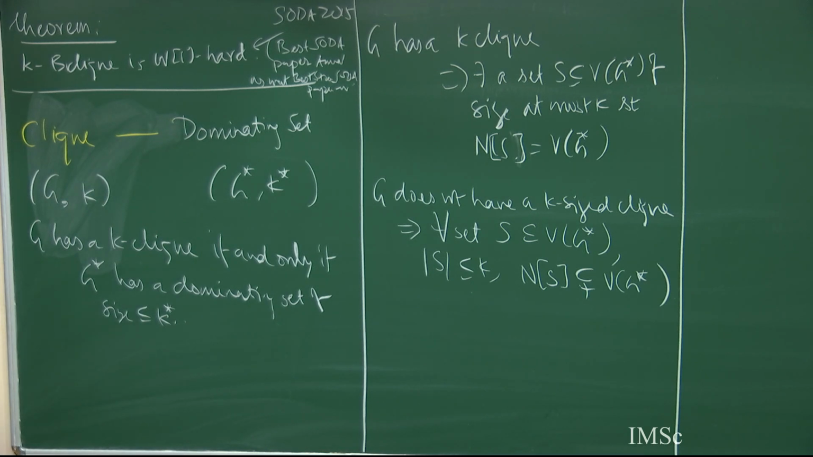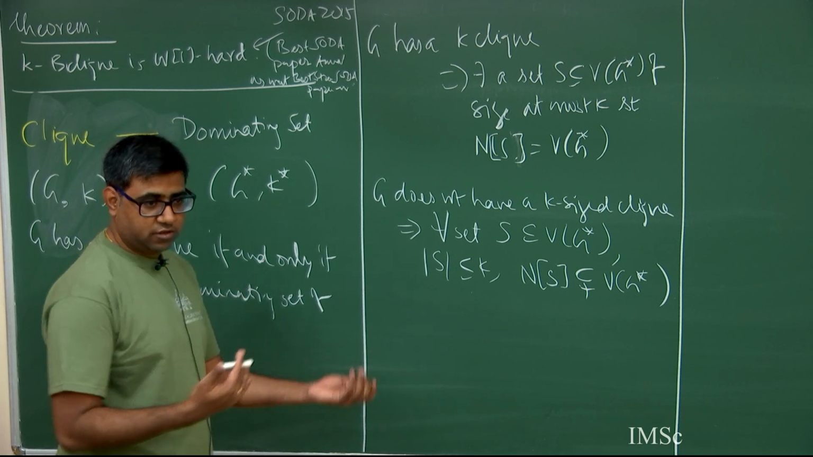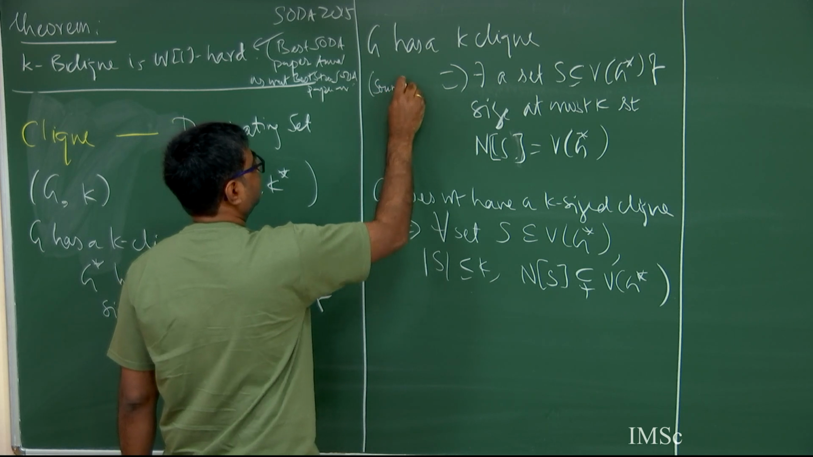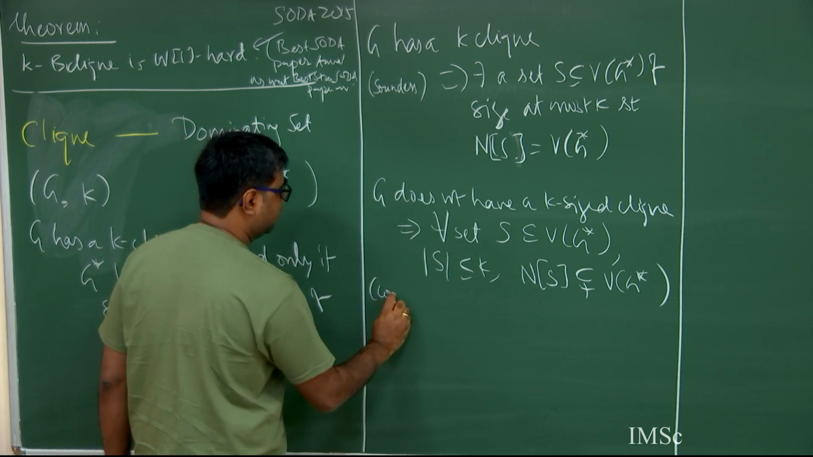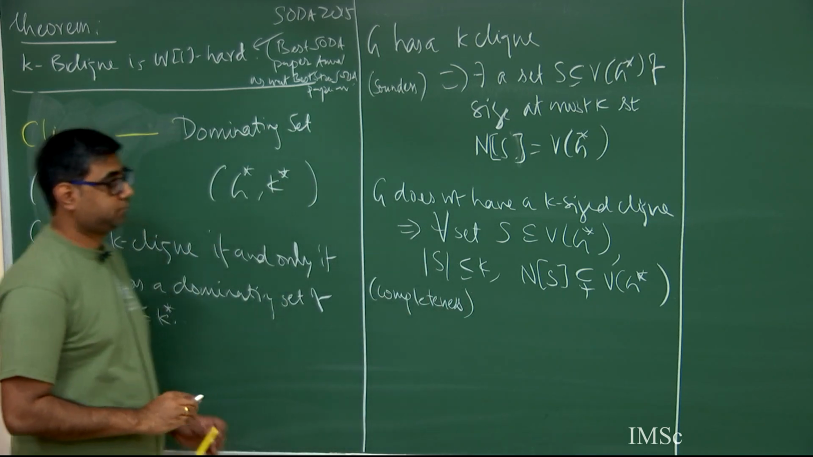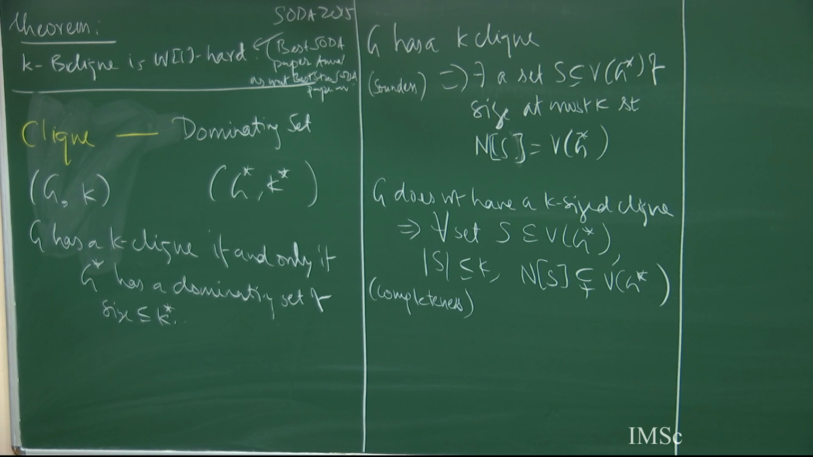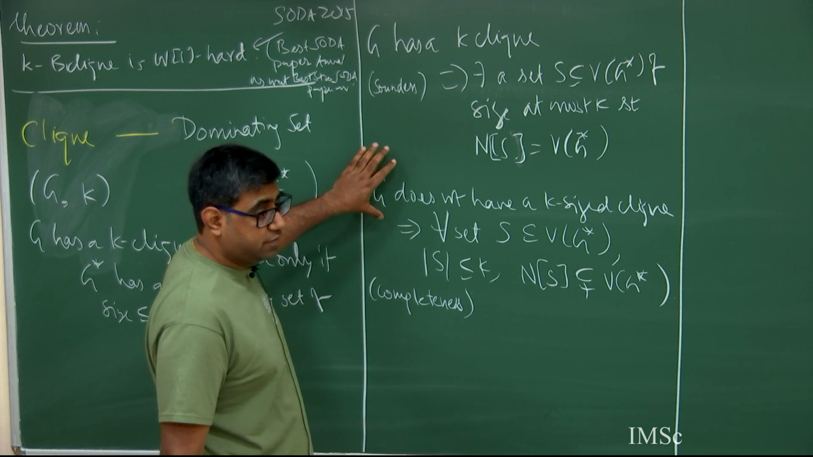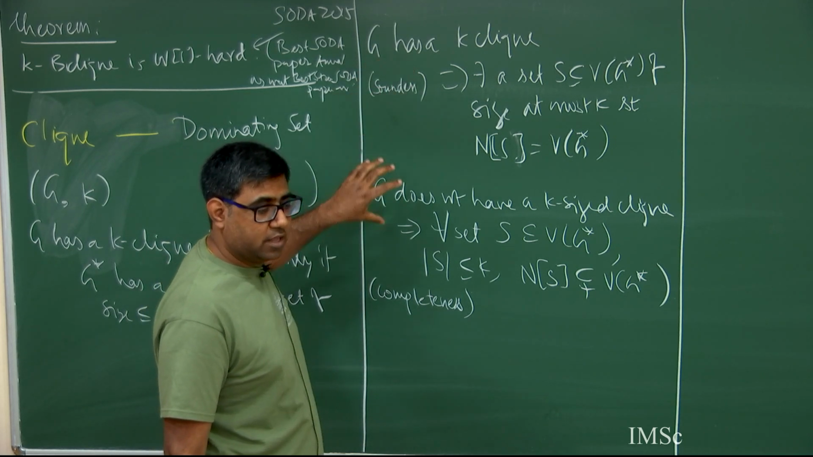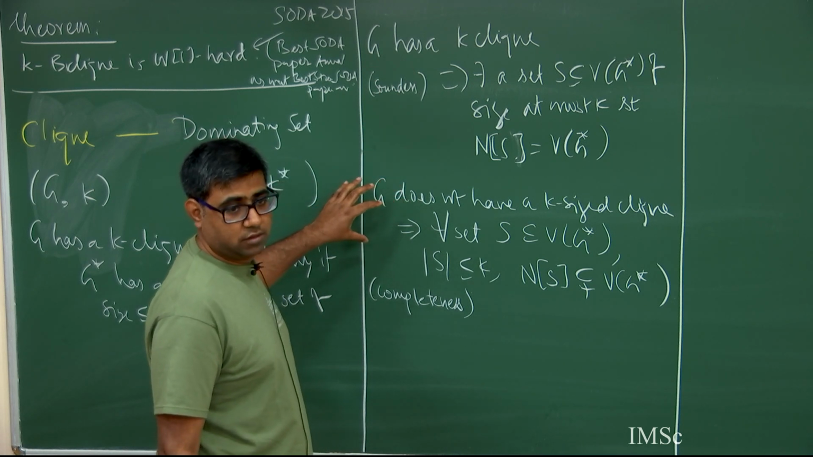Right? So if you are familiar with approximation world or PCP, this part is called soundness and this part is called completeness. Okay, and the idea of showing an approximation hardness, or any hardness, is that you are able to distinguish between graphs that contain a k size clique and graphs that do not contain a k size clique, right?